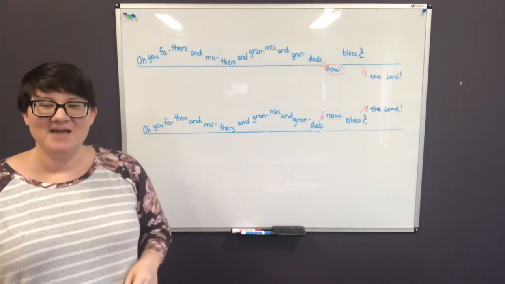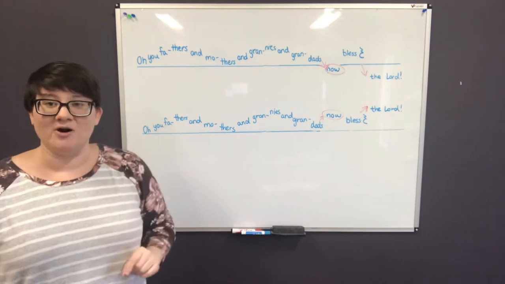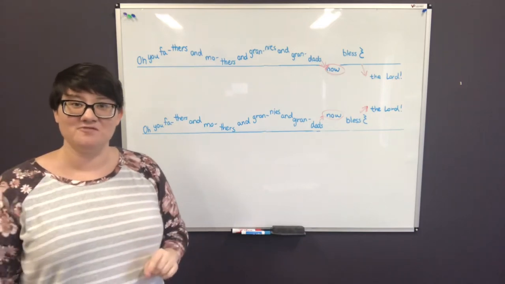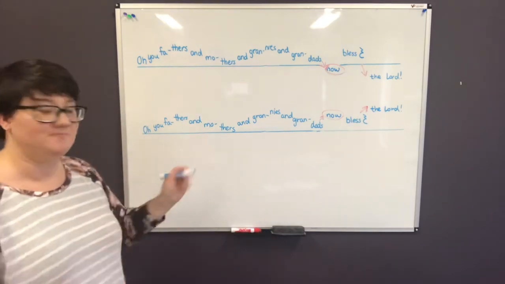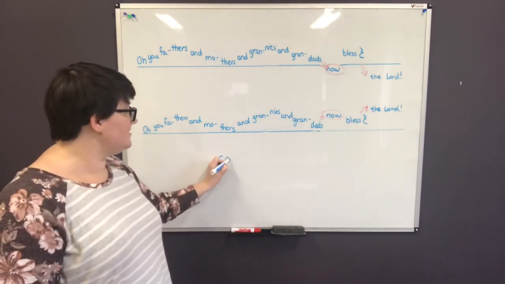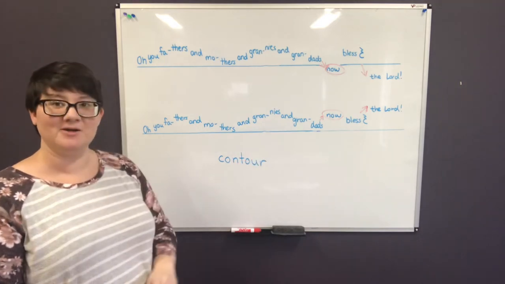That's it. Again, the ups and the downs of the melody are called the contour, and that is your first code word. Contour. I'm going to write that down here so that you know how to spell it. Contour. There you go.